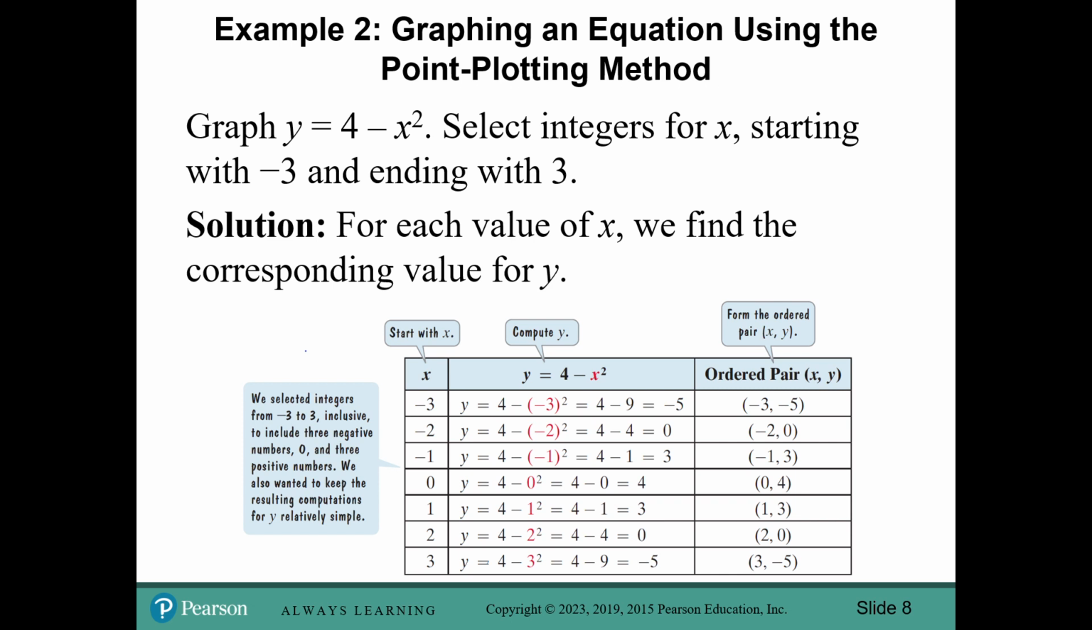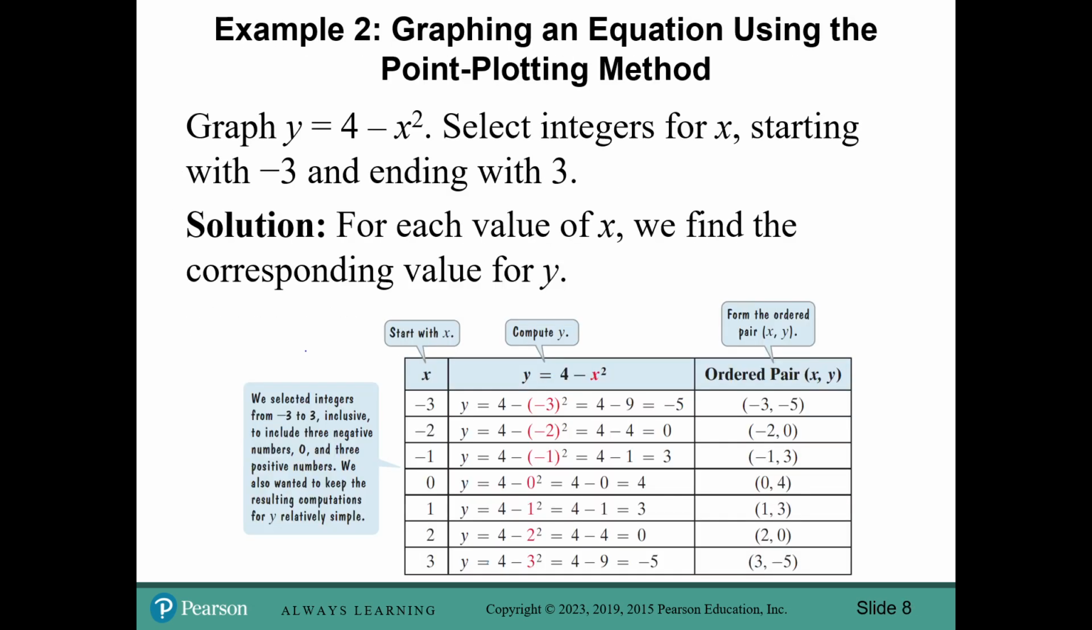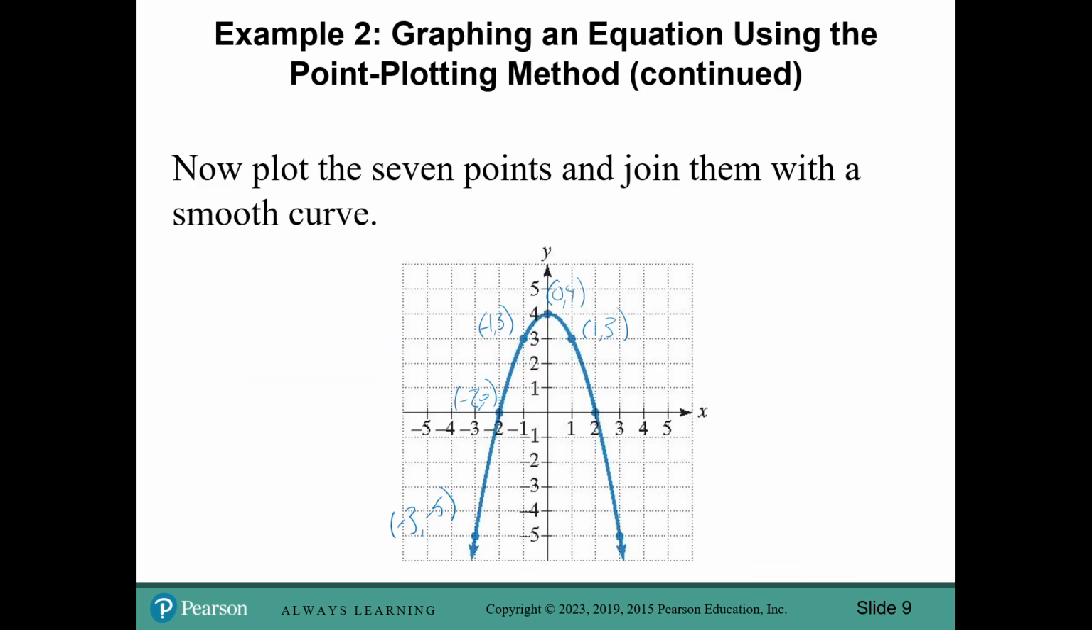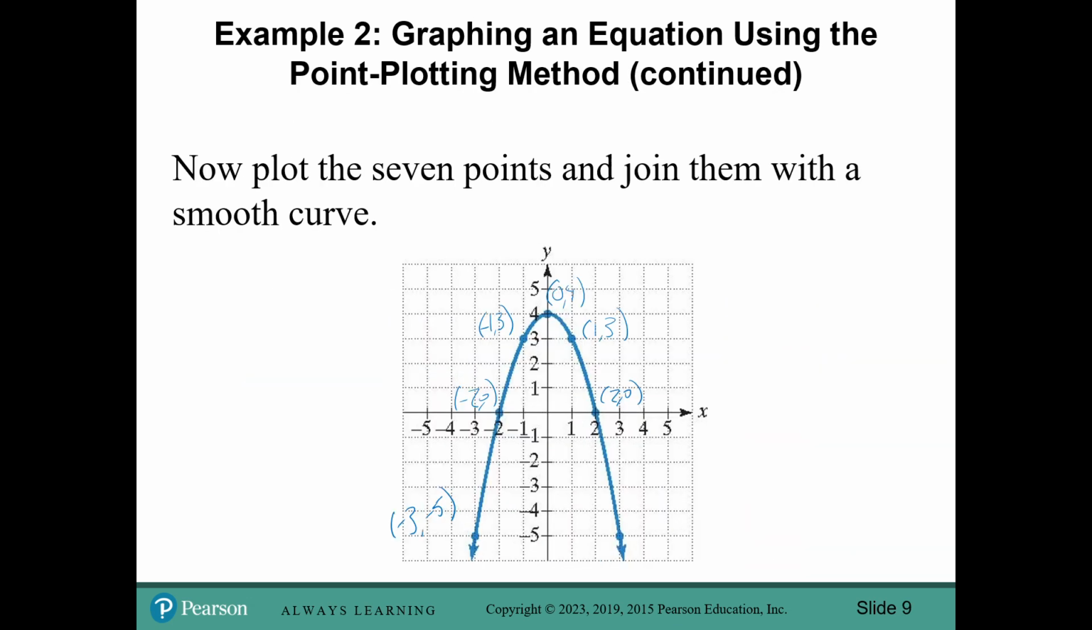Next, we have the point 1, 3. So 1 up 3. It has been plotted. Next, we have the point 2, 0. So we go right 2, up 0. Have that point. And last but not least, we have the point 3, -5. We go over 3, down 5.